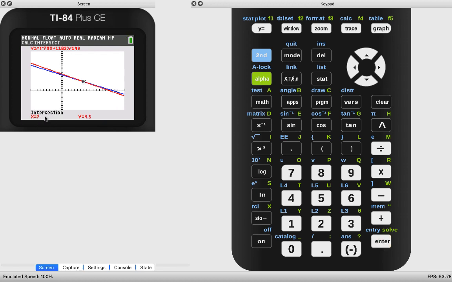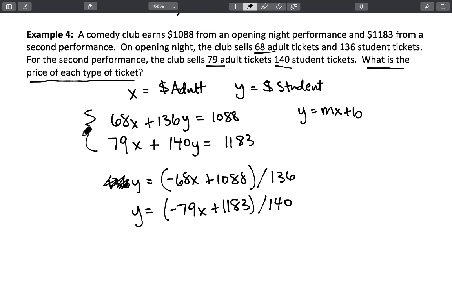And the intersection point is at 7, 4.5. So x is 7 and y is 4.5. So that means x is $7. That's the cost of an adult ticket. And y was $4.50. That was the cost of the student ticket.